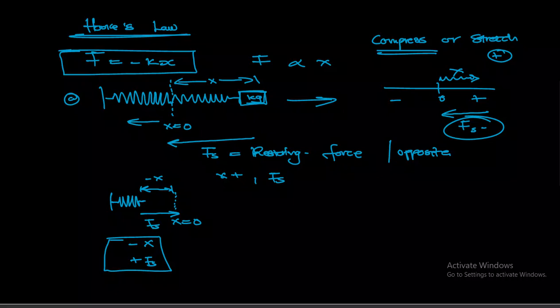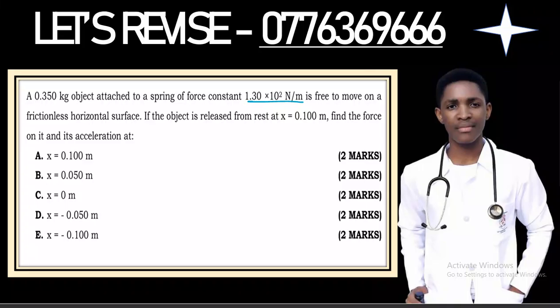More advanced questions are going to be solved. As this is an introduction, we are going to see a question which is going to make sense of this concept. I'm going to read the question again. A 0.35 kg object attached to a spring of force constant 1.3 times 10 to the power 2 newtons per meter is free to move on a frictionless horizontal surface. If the object is released from rest at x equal to 0.1 meters, find the force on it and its acceleration.